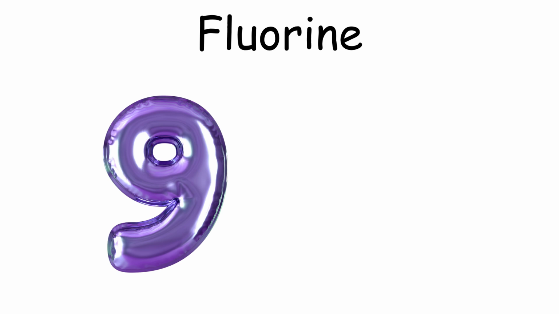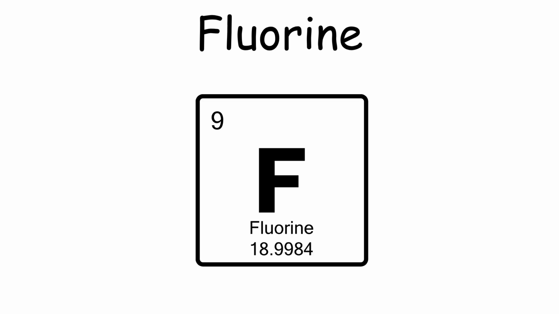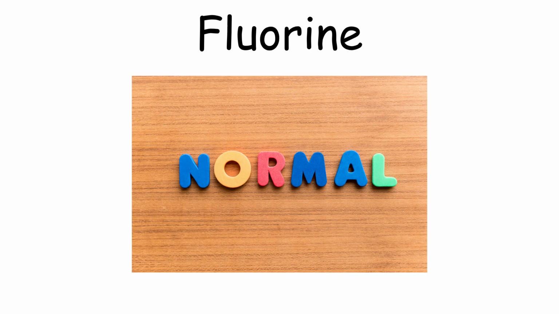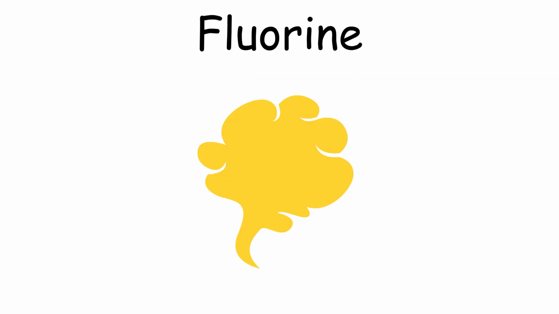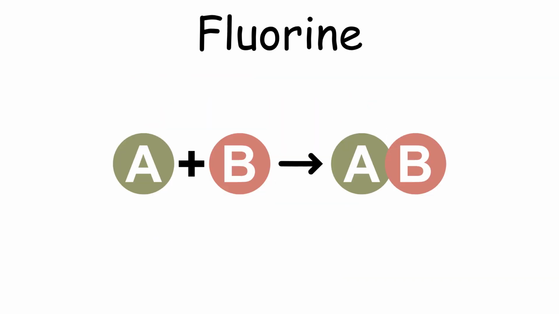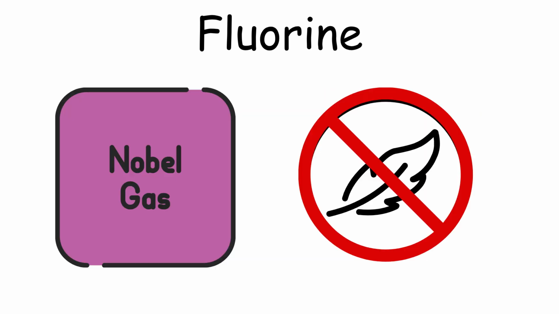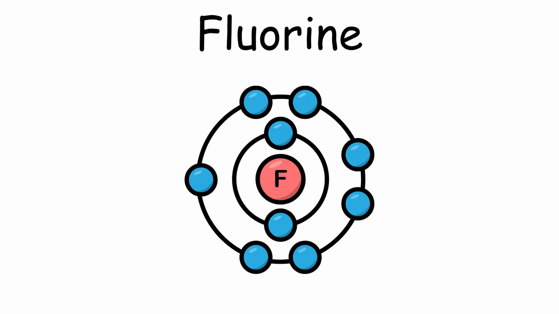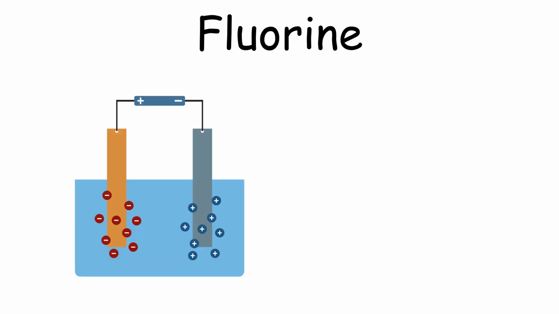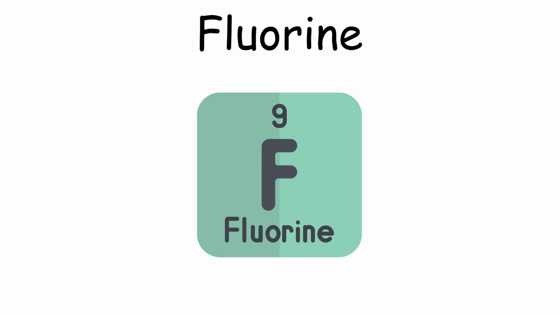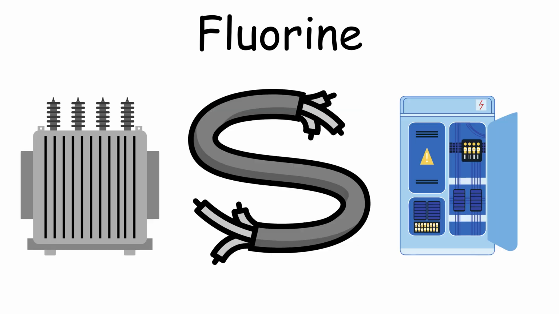The ninth element with symbol F, fluorine, got its name from its primary mineral source, fluorite. Under normal conditions, it is a pale yellow gas with a pungent odor. Fluorine is extremely reactive as it combines with metals, nonmetals, metalloids, and noble gases that are not light. Fluorine can be produced through electrolysis and stored in special steel cylinders. A major use of fluorine is producing inert insulators for high-voltage transformers and circuit breakers.